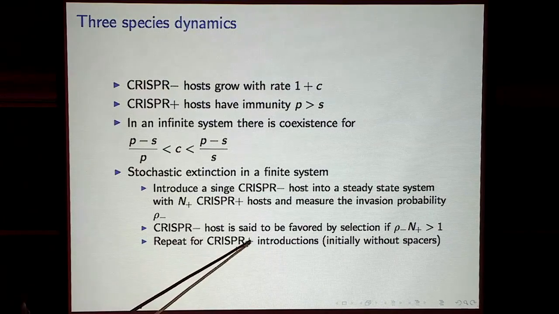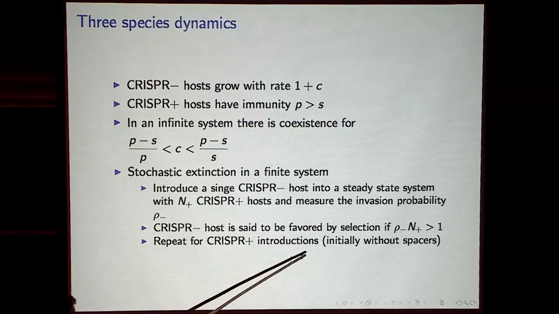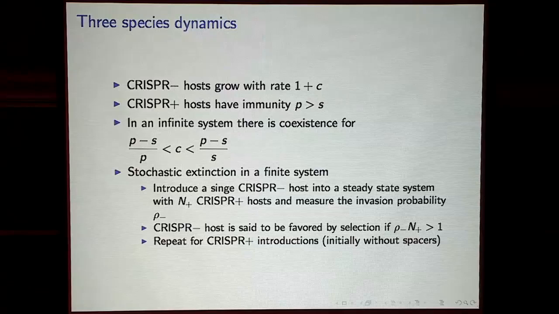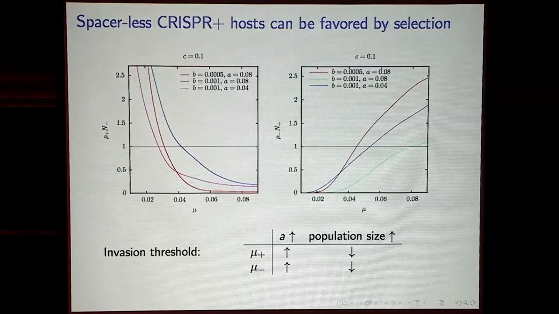So when you introduce a CRISPR plus host into the population of CRISPR minus hosts, notice that because they're introduced without spacers, initially they always have a lower growth rate. So, it turns out in the end that because they are able to acquire spacers, they in fact can invade.